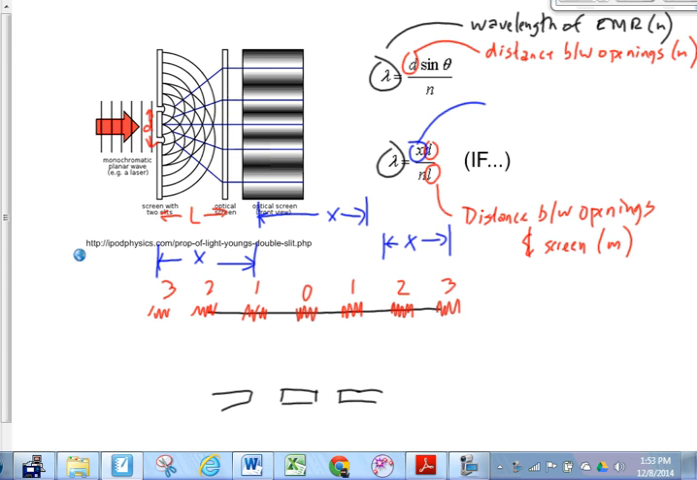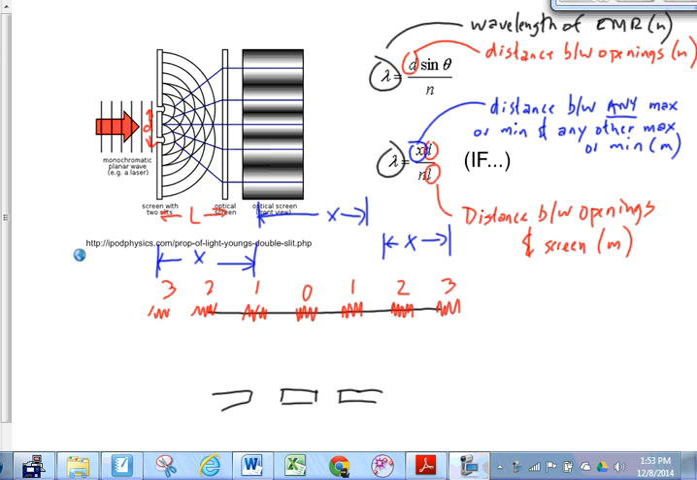X is going to be the distance between any max or min and any other max or min in meters. So in this case, from the third order maximum to the first order maximum, or from the second order minimum to the third order max, or from the first order max on one side to the second order minimum on the other side. It doesn't matter. Any distance we want from any max or min to any other max or min.